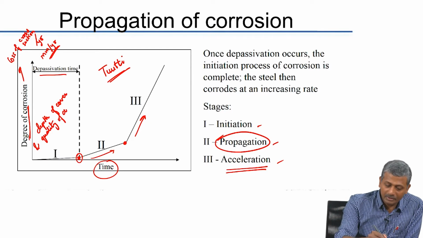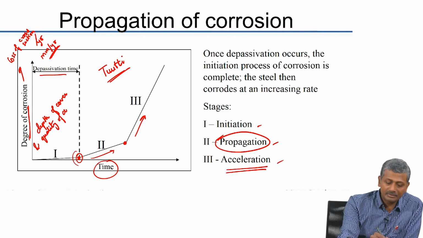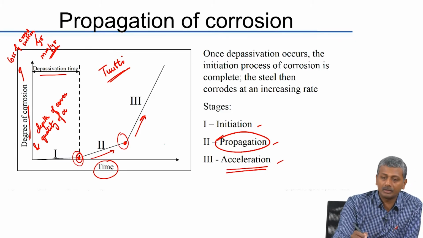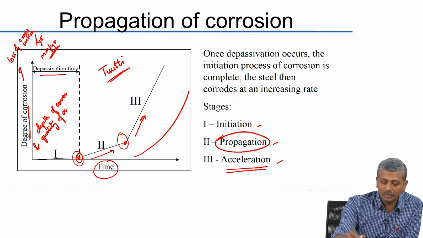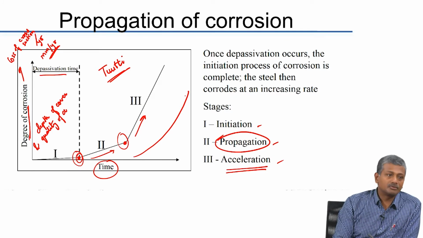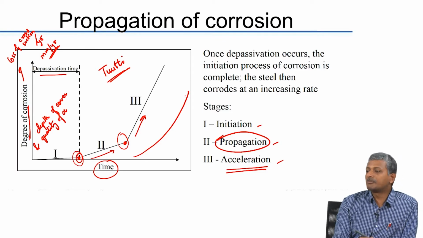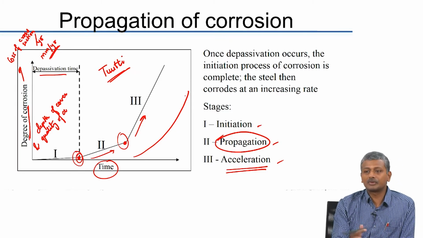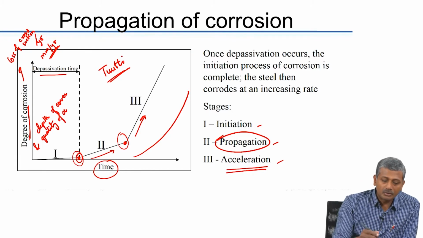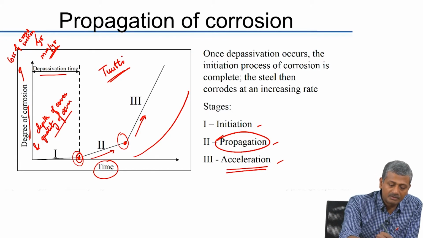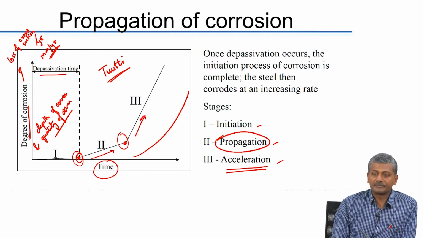Of course, you will not be able to make out these transitions very clearly. Mostly what you will see is a more gradual increase in the rate of the corrosion, okay. But then it's been simplified into this trilinear sort of a diagram so that you understand what are the different phases. So here the first phase is obviously governed by the depth of cover and the quality of the cover.